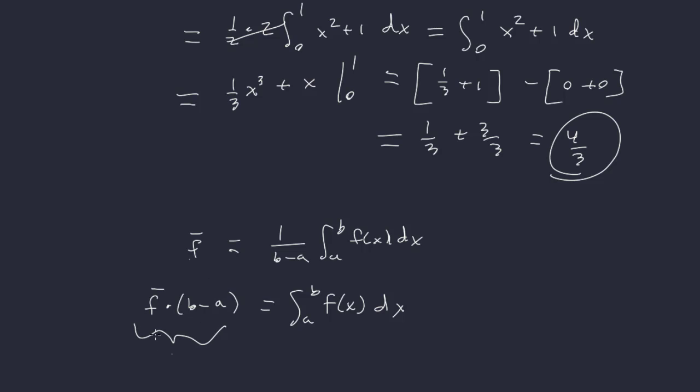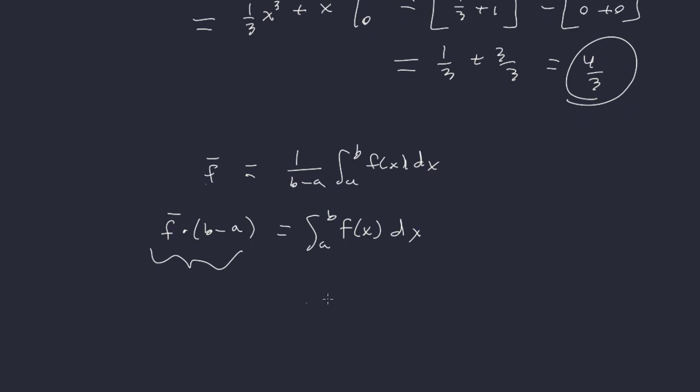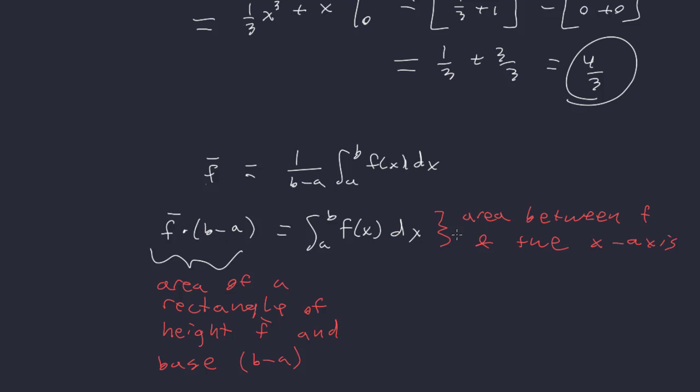This is actually a rectangle with height f bar and base basically our full interval. So this ends up being the area of a rectangle made by the average value and the full interval. And it turns out to be actually equal to the area beneath the curve of f, okay? Which actually ends up being sort of an interesting idea here.